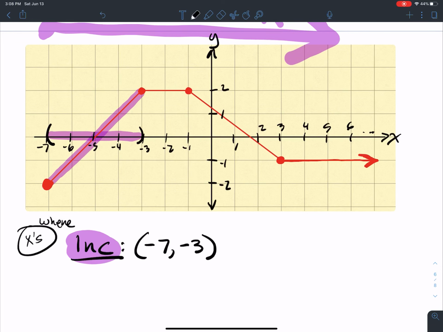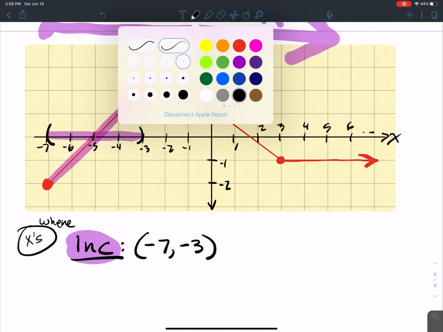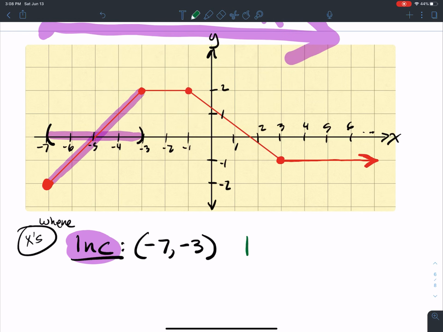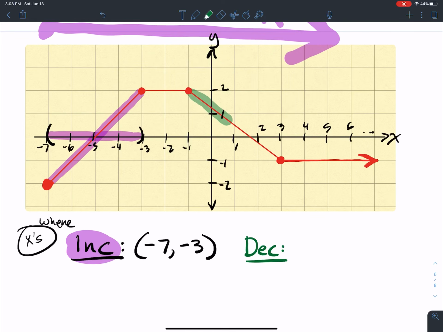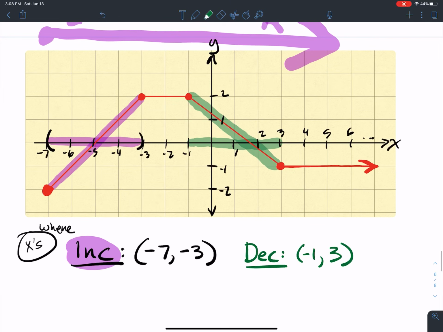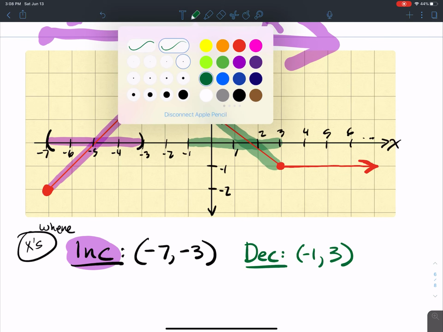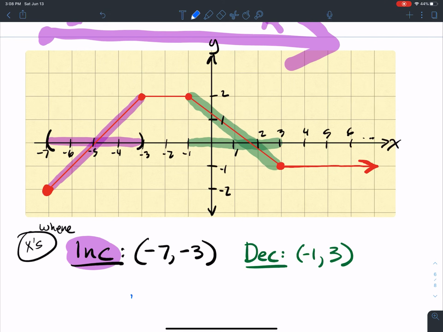What about decrease? Okay, so what about decreasing? It looks like over here I'm going down. All right, so I'm going down there. So what x values are those? Looks like -1 to 2, and 2 to 3. Everything here is open parentheses. Y'all see that?